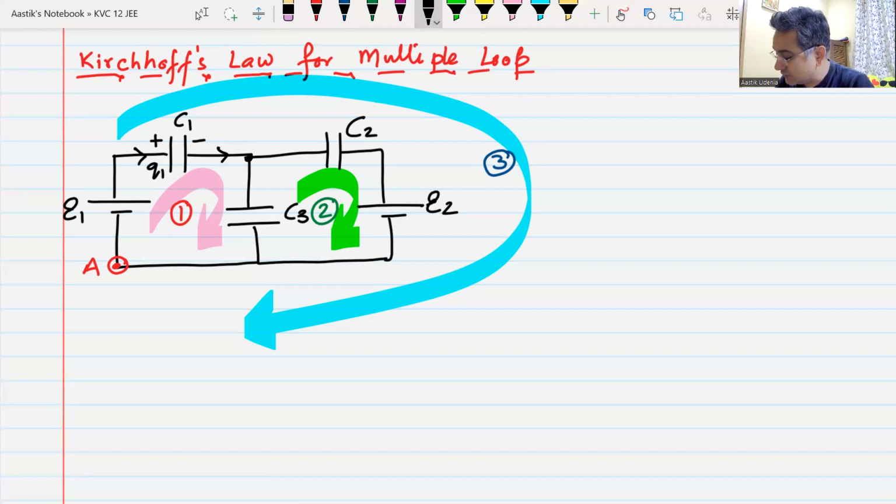Now, as soon as this charge Q1 reaches this junction, you can straight away apply your junction law here rather than increasing the number of variables. So you can apply the junction law here, and if you assume that Q2 charge flows like this, how much will be the charge coming in this branch?